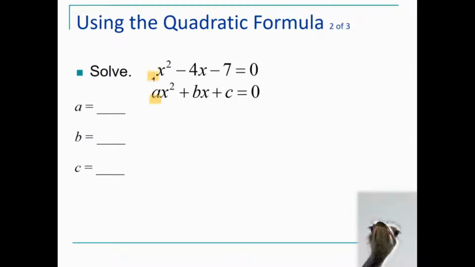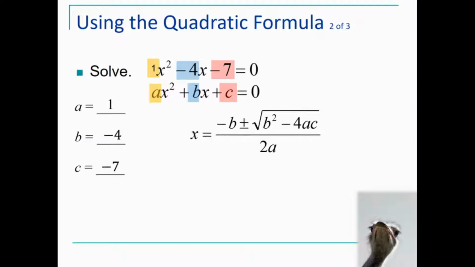The coefficient of our squared term is an implied 1, so a has a value of 1. B, the coefficient of the linear term, is a negative 4, and C, the constant term, is negative 7.